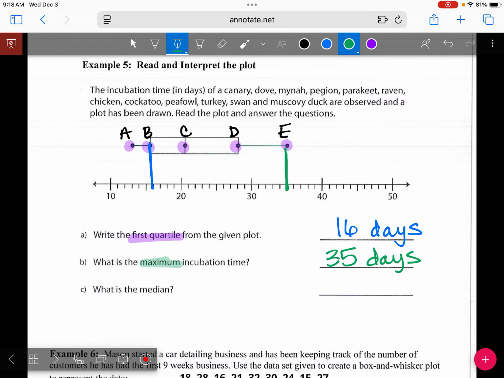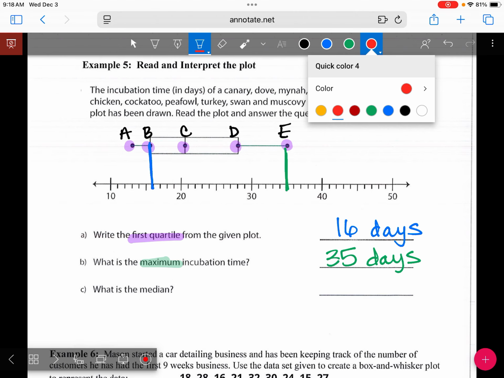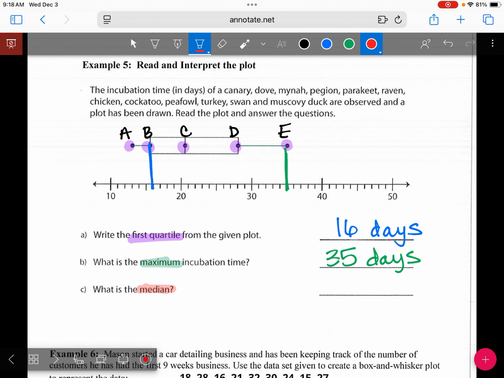All right, lastly, the median. Which one is the median? Is it A? Who says A? B? C? It is C. C is the median. It's the middle. So looking at that, if I go to my number line, it looks like that's close to 20. Or maybe, wait, is it 21 or 20? 21. Who says 20? Who says 21? Okay, I'm going to say 21. 20 or 21 I would take. Or I would also take 20.5. So 21 days. All right.